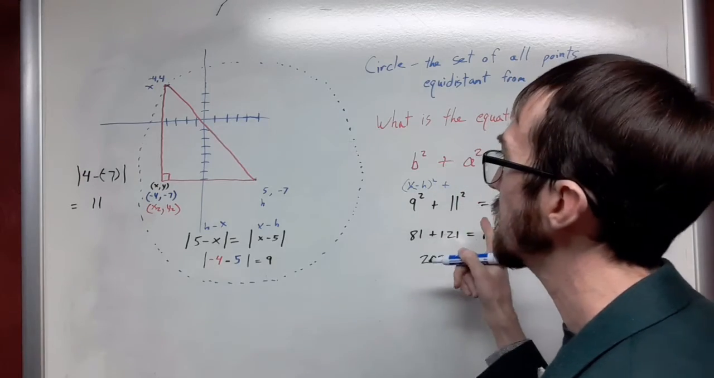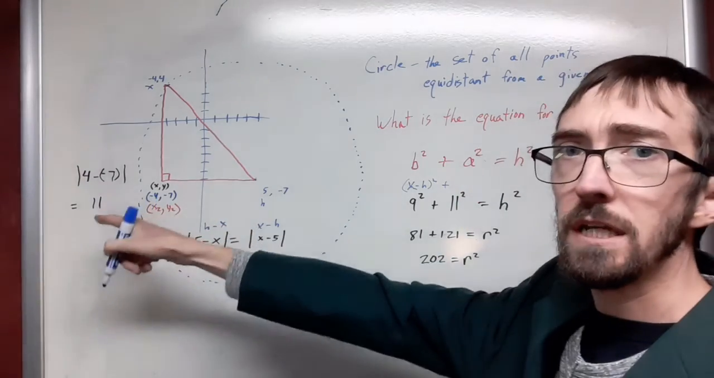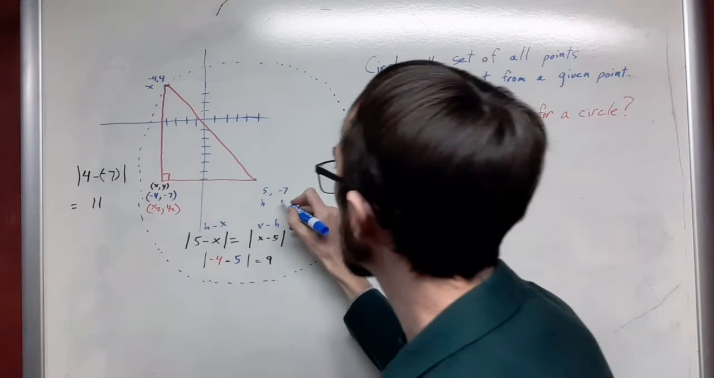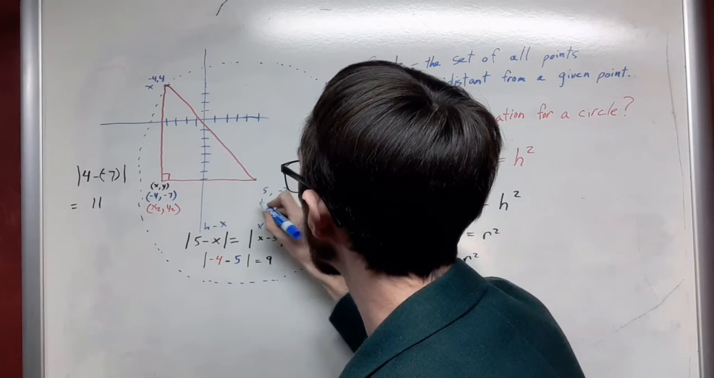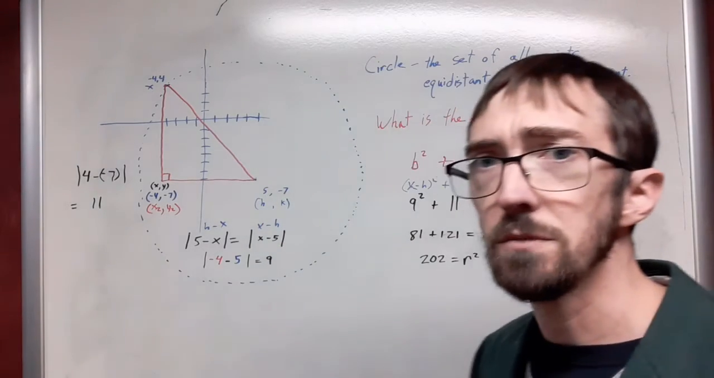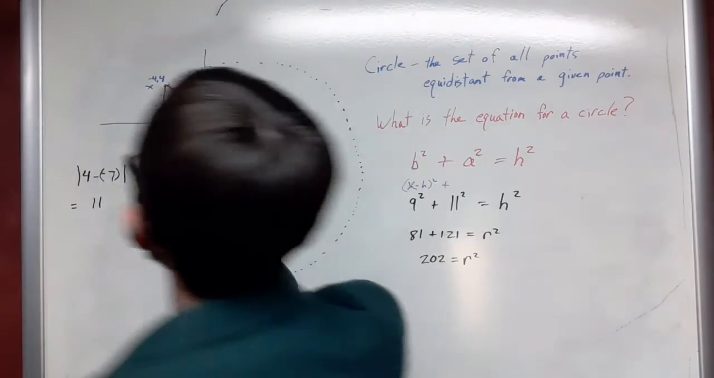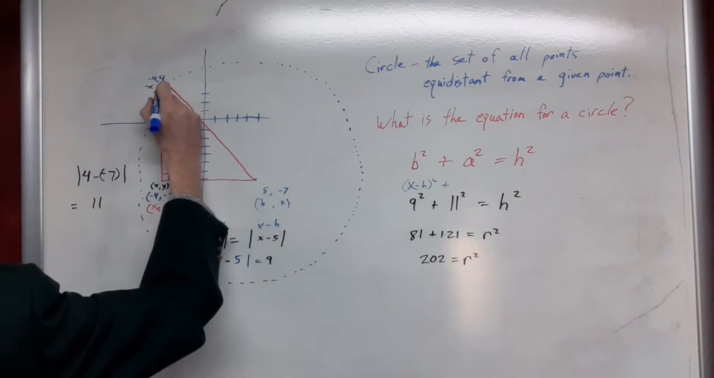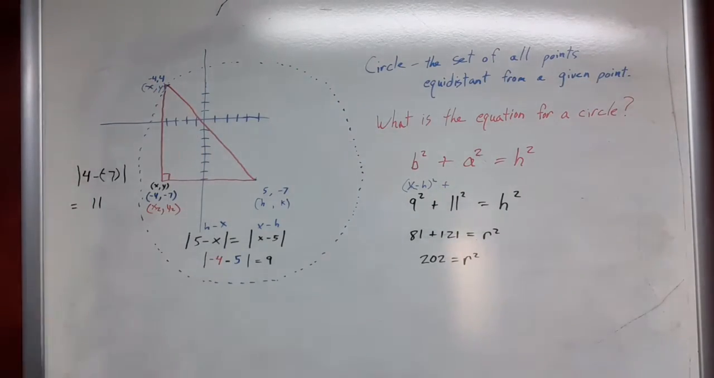And then the 11 came over here from this. Let's call this term k. So this center is the point (h, k). And then over here, this is y. So this point on the circumference is (x, y).